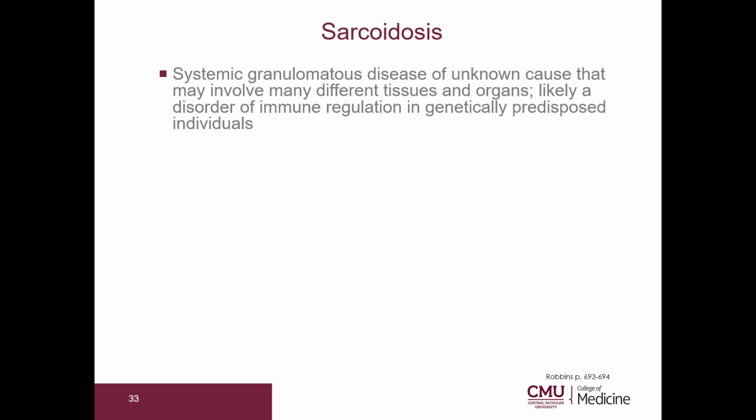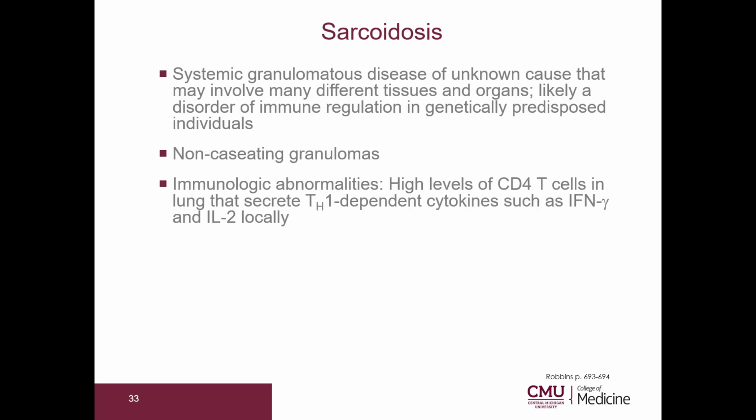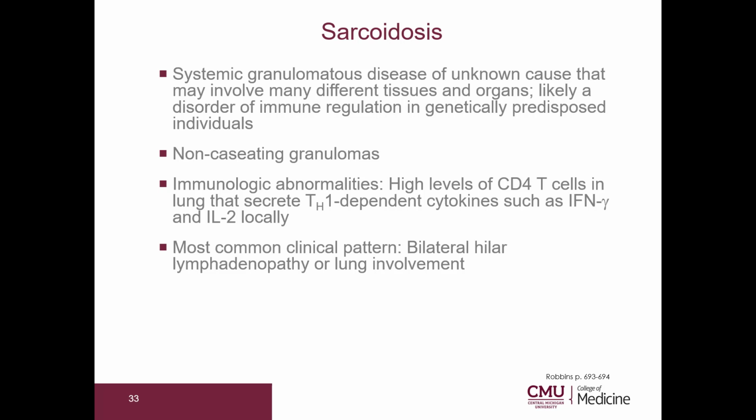This is a systemic granulomatous disease of unknown cause that may involve many different tissues and organs. It's likely a disorder of immune regulation in a genetically predisposed individual. Sarcoidosis has non-caseating granulomas. Immunologic abnormalities include high levels of CD4 T cells in the lungs that secrete T helper 1 dependent cytokines such as interferon gamma and IL-2 locally. The most common clinical pattern is bilateral hilar lymphadenopathy or lung involvement.